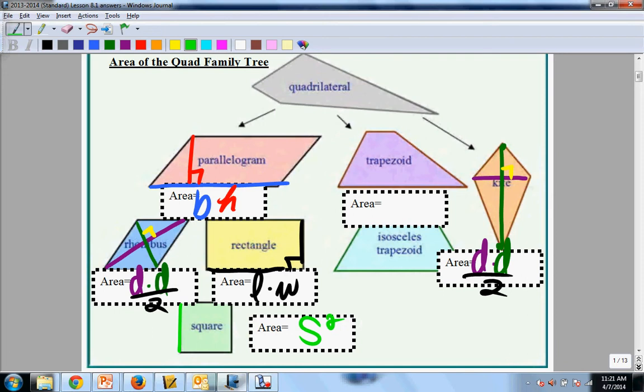Okay, I'll take a volunteer for trapezoid. Yes, Anusha. Okay, base plus base over 2 times the height. In other words, we average the bases. You average the bases times the height.